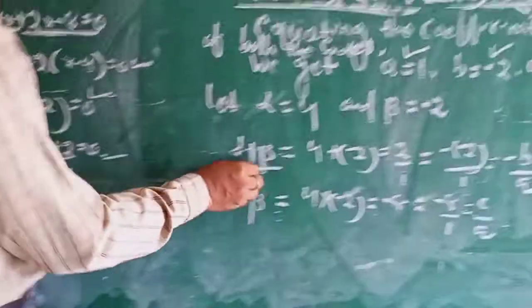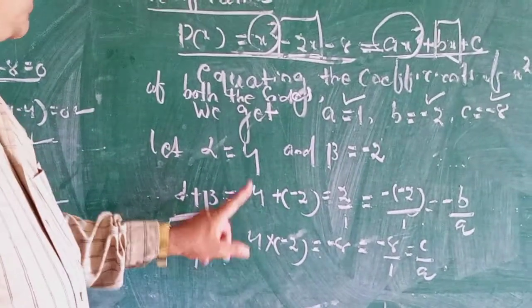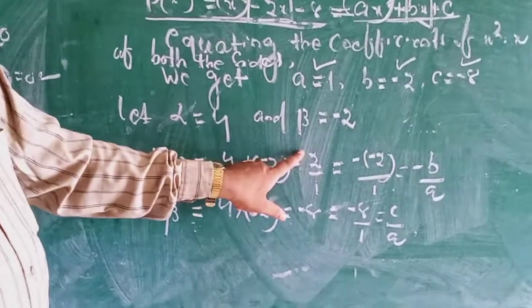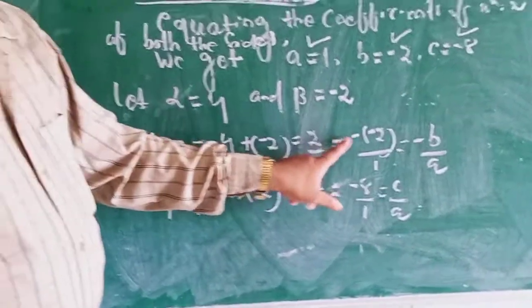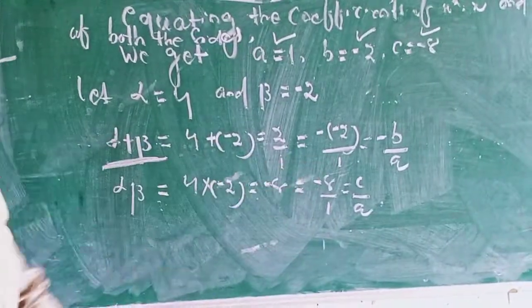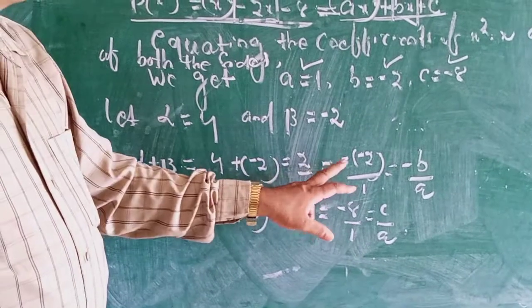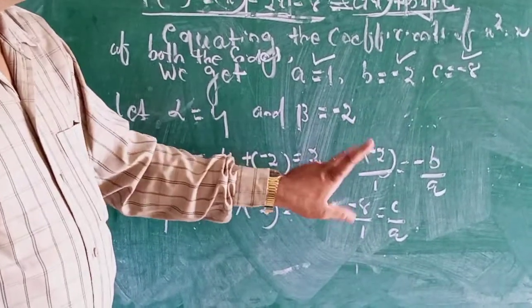Then alpha plus beta, the sum of the zeros, is equal to, in place of alpha, 4, plus in place of beta, minus 2. 4 plus minus 2 is 2, which is 2 by 1, the same thing, equal to minus 2 by 1. So one question is coming: why in place of 2 have I written minus 2? Because minus 2 is the same thing, but why have I done it like this?